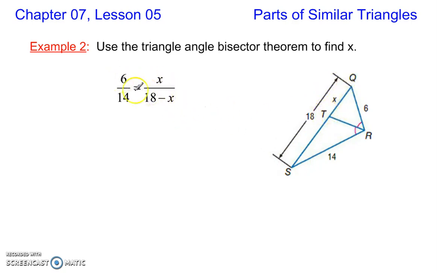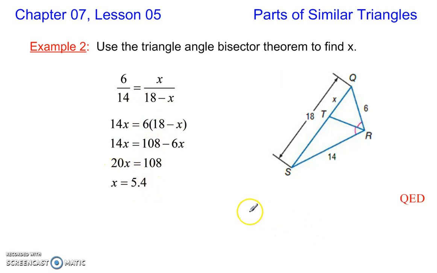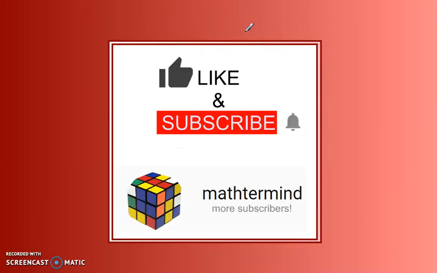Okay, and then cross multiply to solve. Distributive property here, add 6x to each side, divide by 20. And that is all there is to Chapter 7-5, Parts of Similar Triangles.